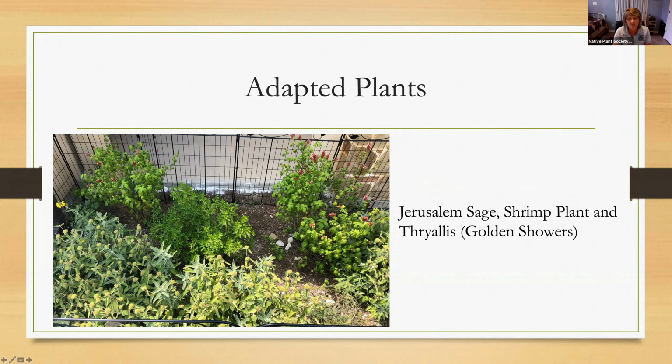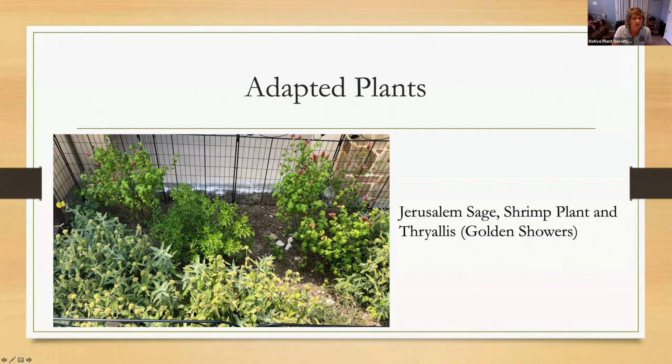I have Jerusalem sage here. Now I keep that trimmed back. It does tend to get really big and almost out of control. I've got shrimp plant, and by the way, the butterflies and the hummingbirds seem to like it. The bees were all over this Jerusalem sage. And then this one's Thryallis.